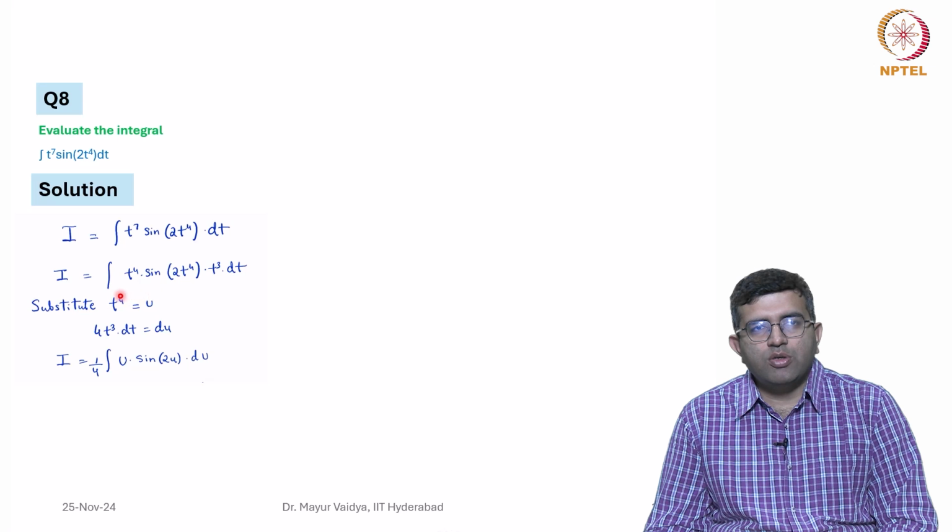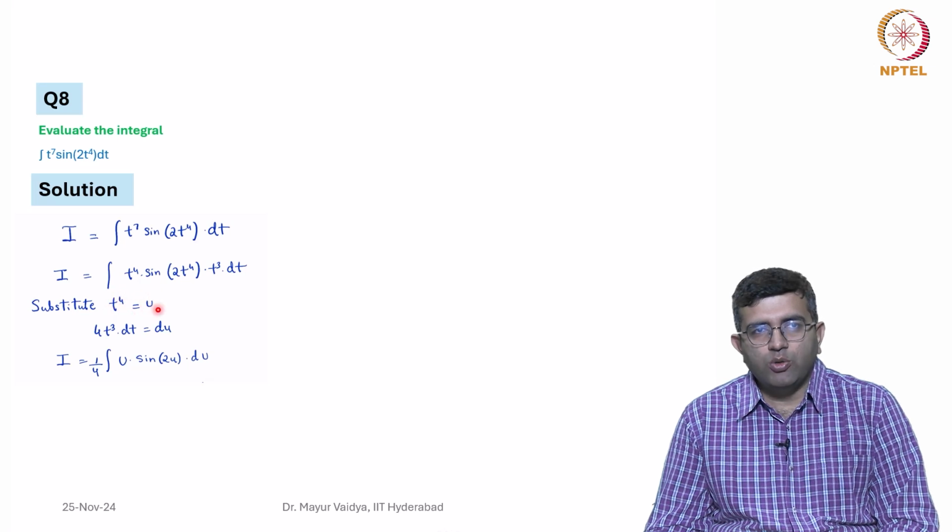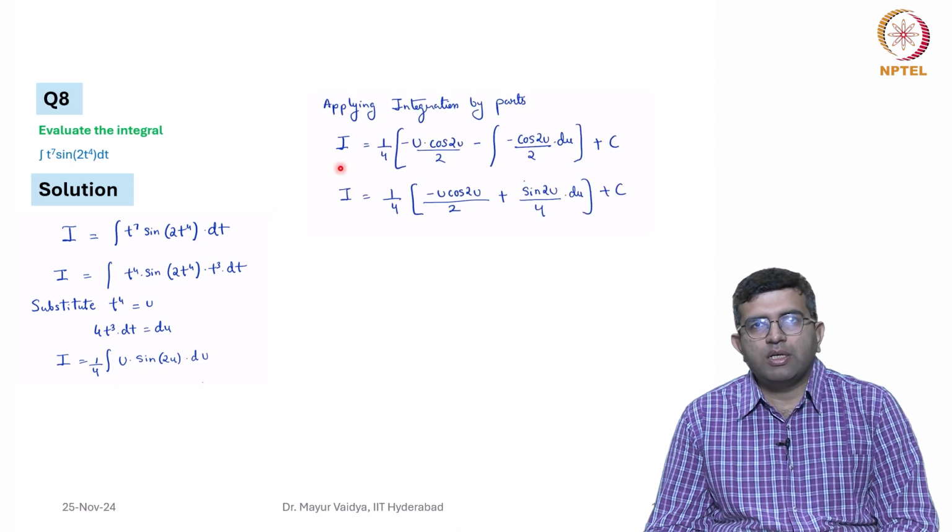So now it should be clear that we substitute t power 4 equal to u, so that 4t cube dt becomes du. So here t cube dt we can replace by du by 4, and you have the integral of u into sine 2u. Now it is much easier to apply integration by parts. So you take 1 by 4, and here you have u multiplied by the integral of sine 2u, which is minus cos 2u by 2, minus the integral of minus cos 2u by 2 into du, and the differential of u is 1.